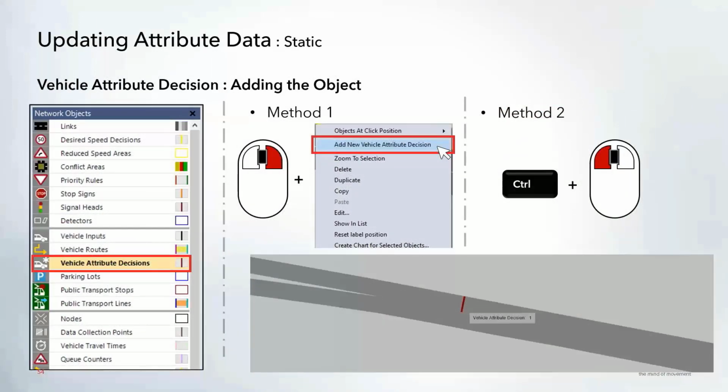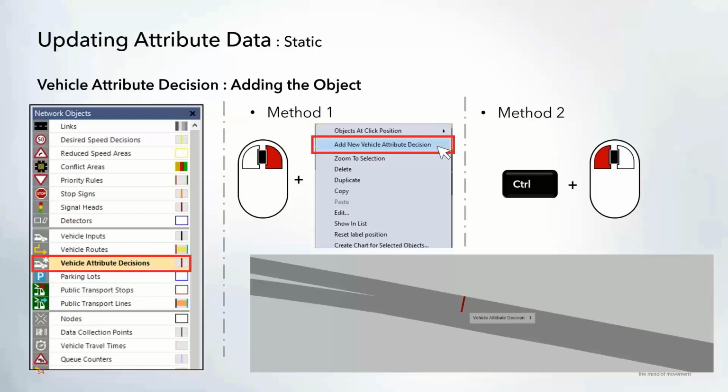Okay, so next we're going to take a look at how we can update some of these attributes. We're going to take a look again at one method using more of a static update, and then we're going to take a look at updating those dynamically. So again, the first option here for the static update is going to be updating the vehicle data as the simulation is running.